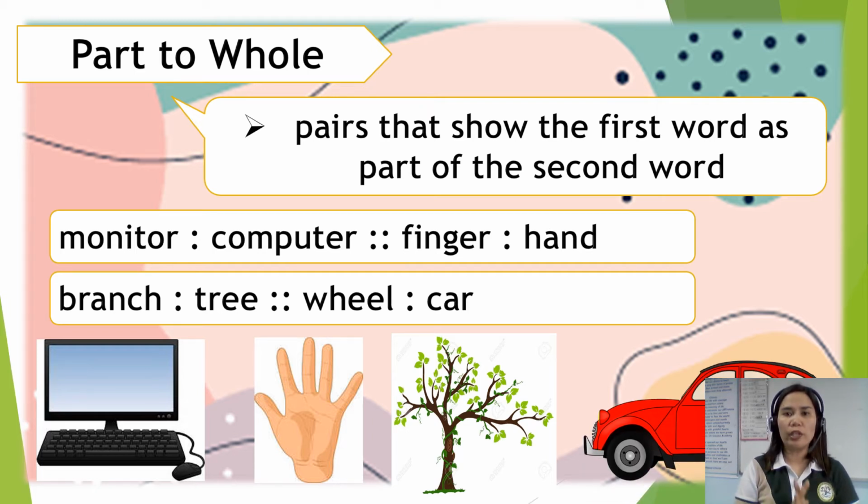Part to whole relationship analogies are very simple to understand. Look at the example for number 1, that is monitor is the computer. It means that a monitor is a part of a computer. Same with finger. So finger is a part of a hand. Branch is a part of a tree and the wheel is a part of a car.